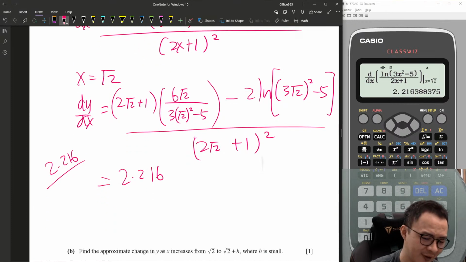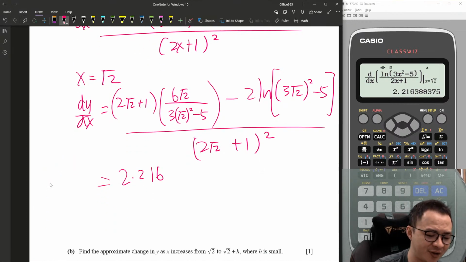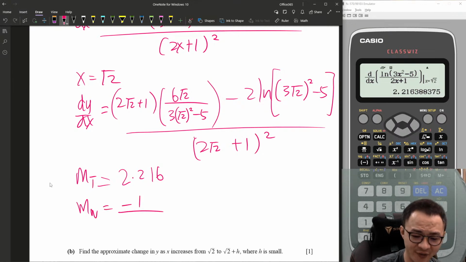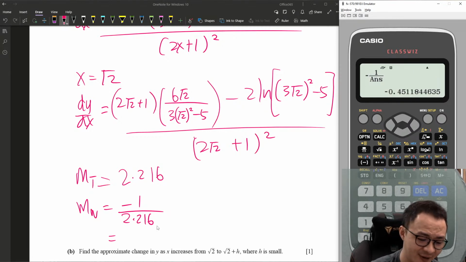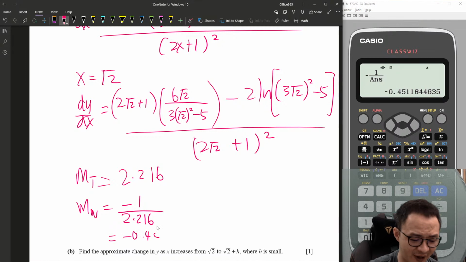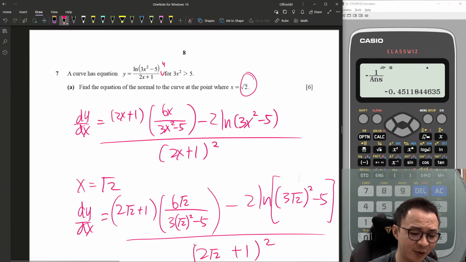2.216. Okay, this one will be the gradient of tangent. I'm going to find the gradient of normal, which is -1 over this value. So -1 divided by my answer, I get -0.451. Now that's the gradient of normal, and then I need to find the y value.